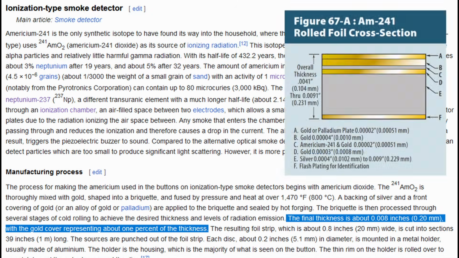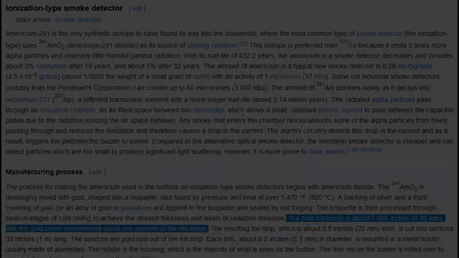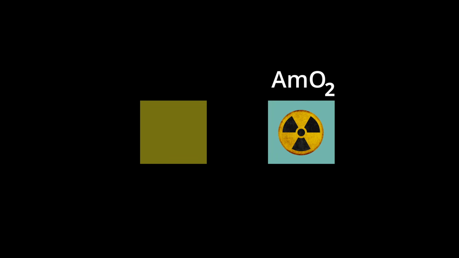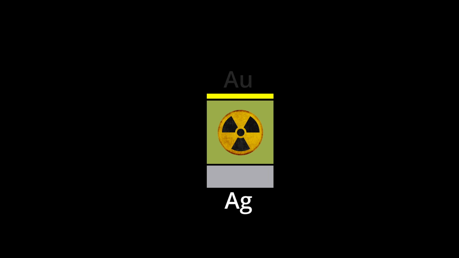It seems that there is a standard for the manufacturing of the americium-241 buttons. The dioxide form of this radioisotope is first mixed with gold. I assume that this is done because of the low chemical reactivity of gold and also to ensure that the resulting alloy is soft. Then, a layer of silver is placed on the back of the slab of alloy, and a foil of gold is placed on the front.